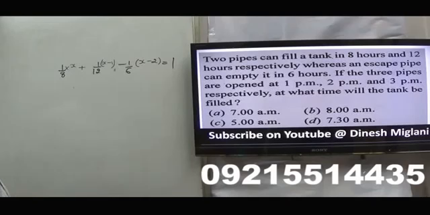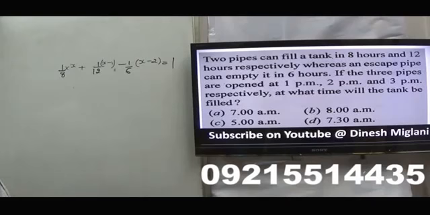LCM is 24. You may say 3x plus 2x minus 2 minus 4x plus 8 equal to 24. Right, now solve it. 3x plus 2x is 5x, 5x minus 4x is x, plus 6 equal to 24. You may say x equal to 18.